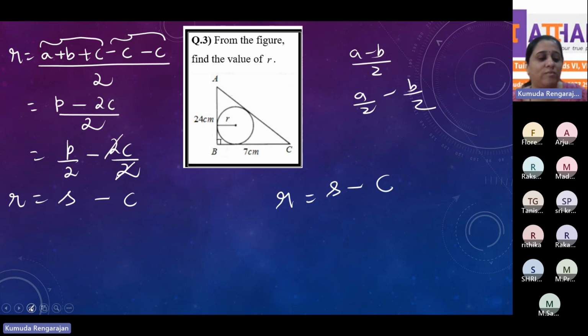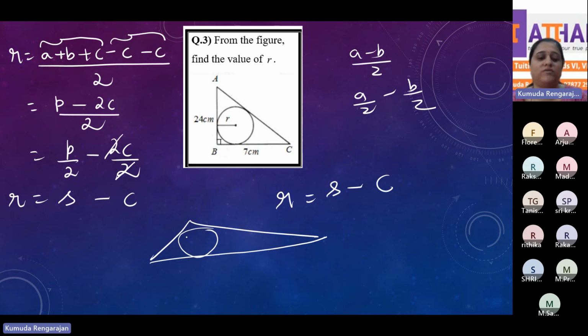You cannot use this formula if you have a triangle like this, some scalene triangle. For this one, you cannot find the radius using this formula, because which is the hypotenuse? There is no hypotenuse. It's not a right triangle at all. So this formula is only for a right triangle and for the circle inscribed in the right triangle, not for any other triangle, because there are the words hypotenuse, legs and all that.